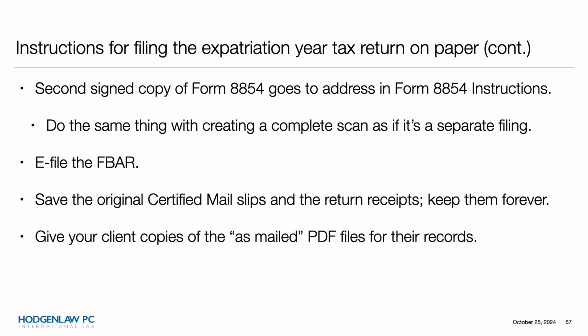There's also a second signed copy of Form 8854 that has to go to a special address in the 8854 instructions. Do the same thing with creating a complete scan as if it's a separate filing. E-file the FBAR, then save the original certified mail slips and return receipts. Keep them as long as you'd normally keep paperwork for taxes. Give your client copies of the as mailed PDF files for their records. I like to do this so clients, if they get a notice, they can see exactly what we filed.